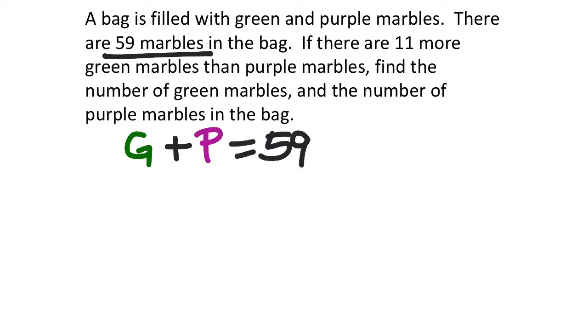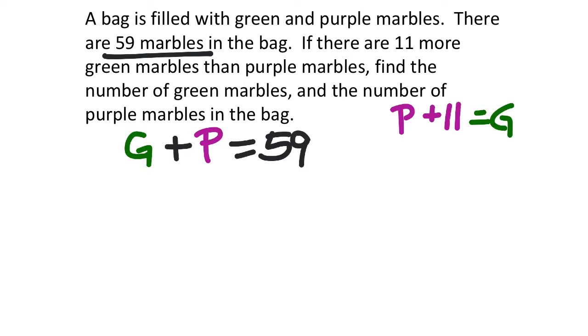Now, another thing it says is there are 11 more greens than purples. So that means if you took the purples and added 11, you'd see how many greens there are. Right? Because right there it's saying we know there's more greens than purple. So how many more? 11.